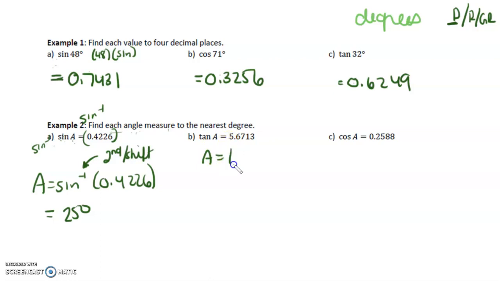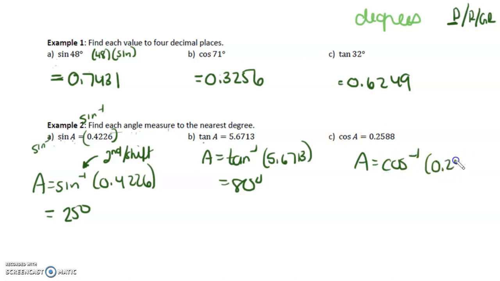Okay, in this case, we're going to go tan inverse, right? As long as we're finding the angle, we need to inverse that. So we're going to have to press second or shift, and we get 80 degrees. And for C, A is going to equal cos inverse 0.2588. So I get 75 degrees.